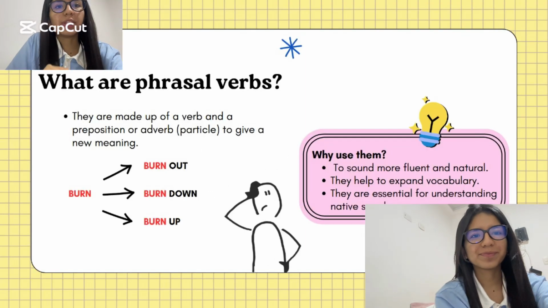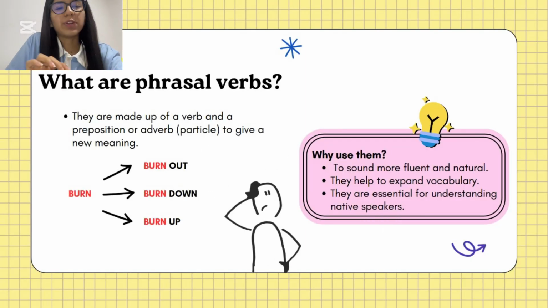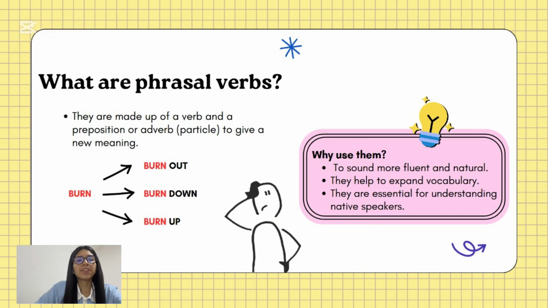We are going to start defining what phrasal verbs are. They are made up of a verb and a preposition, or sometimes an adverb. The preposition and the adverb are called particles. And with the combination of these words, you will have a new meaning. Thanks to this, from the same verb, for example, burn, it is possible to create very different verbs.